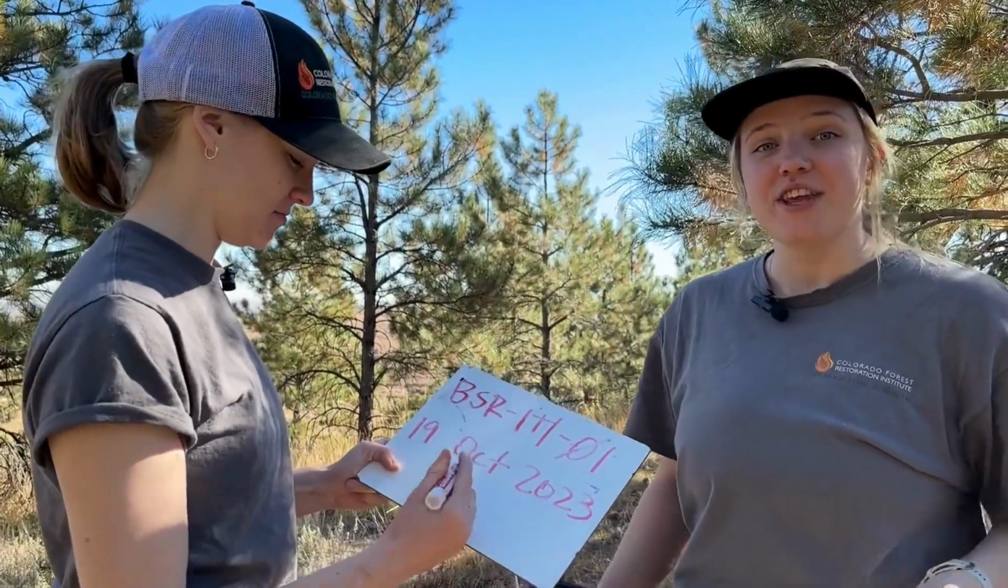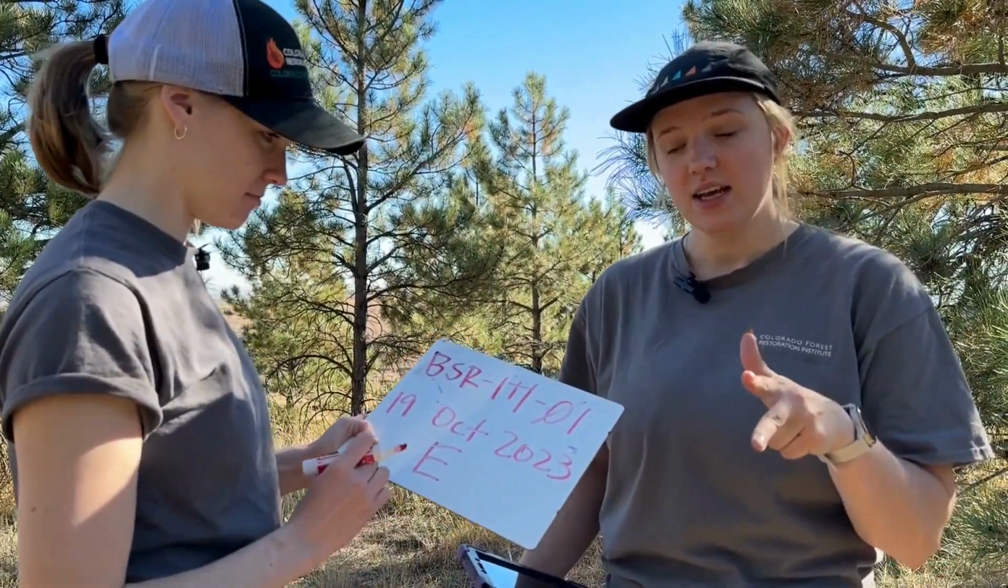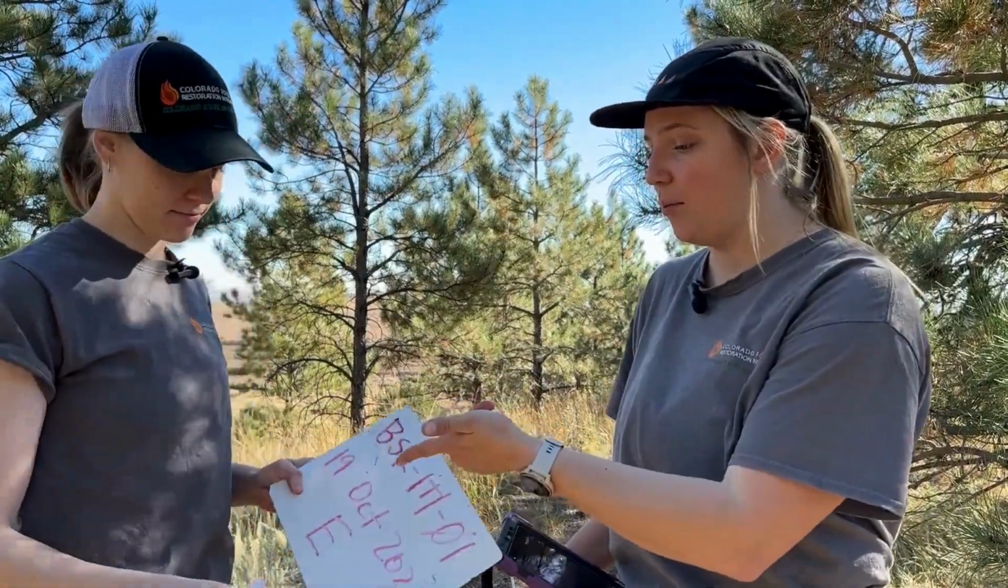So now that we've done everything at north, we're going to take eye level pictures at east, south, and west. And so we write east on that whiteboard, and we're just going to repeat the same eye level process as we did for north.